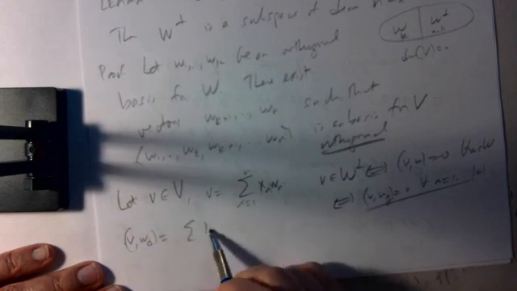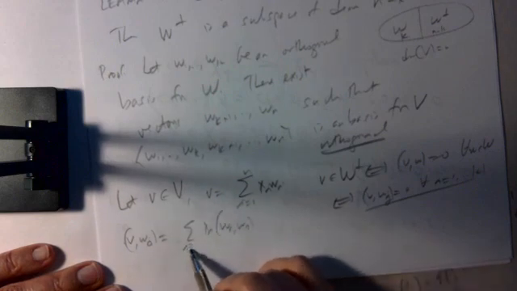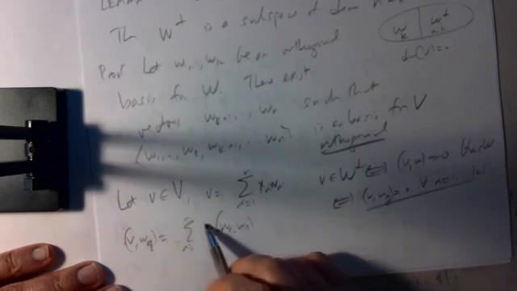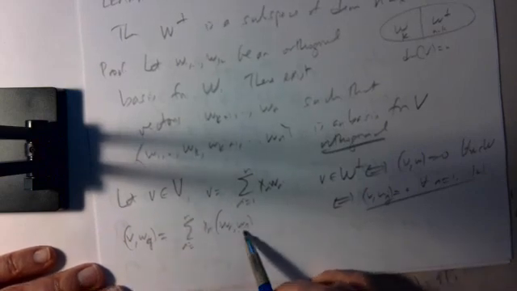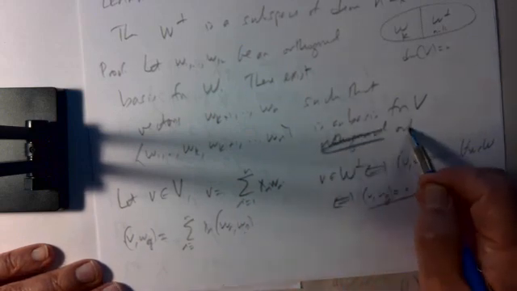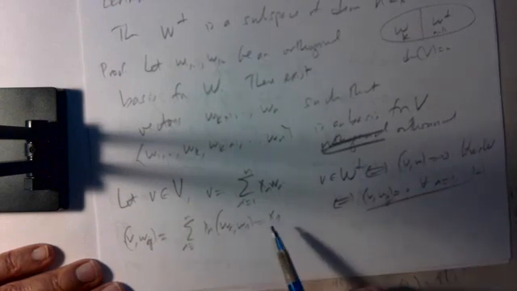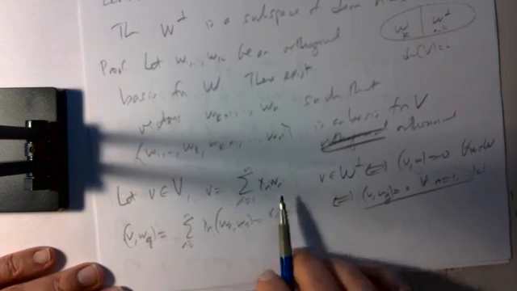I'll write this with index j. But what is v's inner product with w_j? That's the summation of x_i times the inner product of w_i and w_j. But this is an orthogonal basis. The inner product of w_i and w_j is 0 unless i is equal to j. In fact, let's make it orthonormal, so every vector has length 1. This is just equal to x_j. So the inner product of v and w_j, which is x_j, has to be 0.